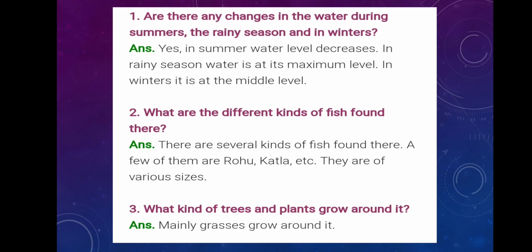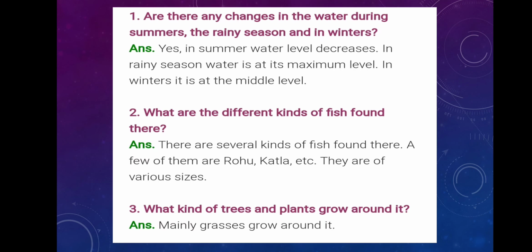What are the different kinds of fish found there? In ponds or lakes you can find several types of fish. I have written the names of some examples. A few of them are rohu, katla, etc. They are of various sizes. If some other fish are also present there, you can write their names.